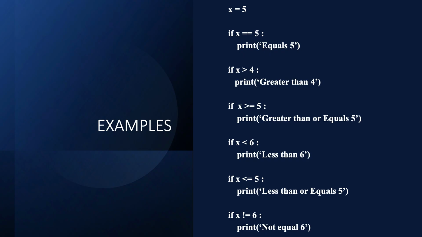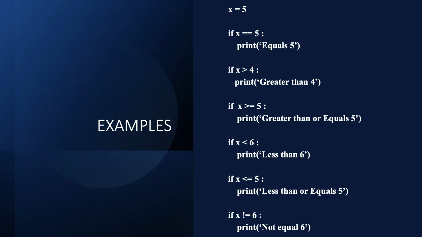Alright, on this slide we have a series of Python code snippets that demonstrate the use of conditional statements. We begin with a variable x set to 5, and our first condition checks if x is equal to 5. Now since x is 5, this condition is true, and so we execute the indented code and print the string equals 5. Next, we evaluate whether x is greater than 4. And as x is indeed greater than 4, this condition evaluates to true, so the program prints greater than 4.